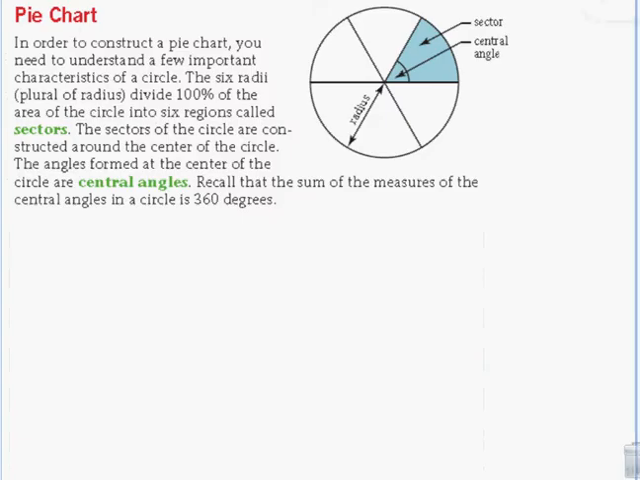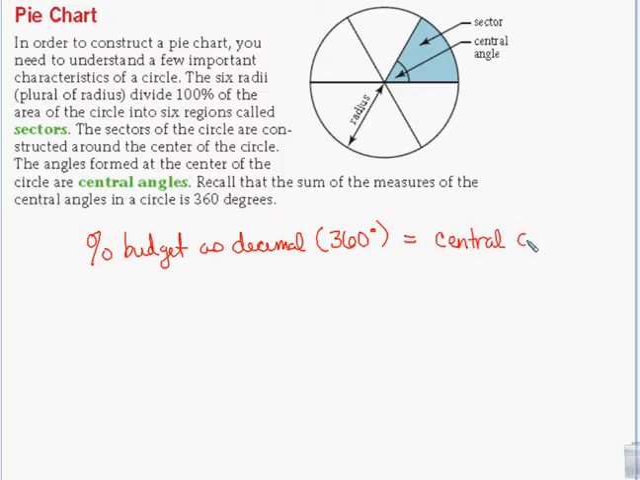Okay, so in order to construct the pie chart, you break it into sectors. Okay, the sector is the shaded blue part. And the central angle is the angle that you measure. So you take the percent of your budget as a decimal, and you multiply by 360 degrees, because that's how many degrees are in a circle, and that gives you the central angle for that category.